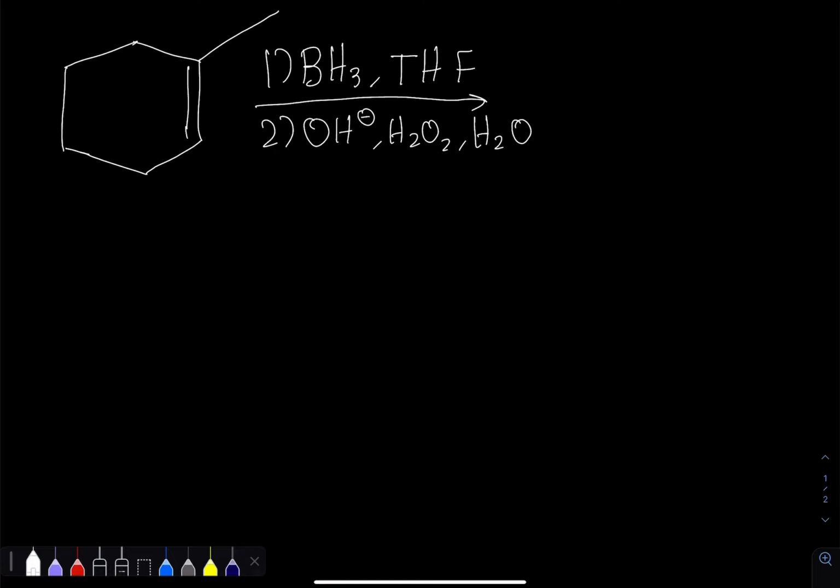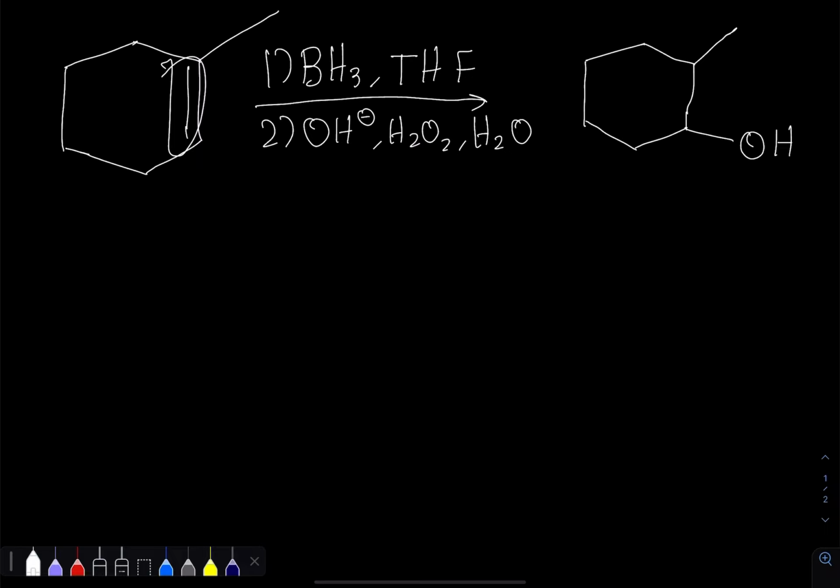In this video we're going to show the mechanism for the hydroboration-oxidation reaction. This reaction, the outcome looks like this. You have an alkene double bond over here, and we're going to add a hydroxyl group to the carbon that is less substituted. So this one is secondary, this one's tertiary. We're going to add a hydroxyl to the less substituted one. So the secondary carbon gets a hydroxyl group and the double bond goes away.